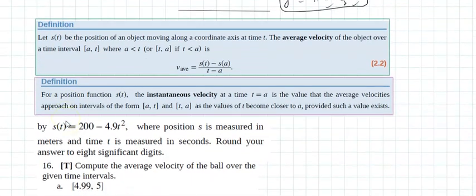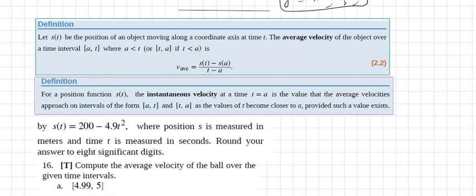Now we have only a couple of more examples to go. Now this definition is slightly different, but I'm going to make sure that you see it. It says, let S of t be the position of an object along a coordinate axis at time t, the average velocity of the object over time interval. Now when they say from A to t, you're taking t to be bigger, kind of like when we went from 1 to 1.1, from 1 to 1.01, and so on. That's if A is less than t.